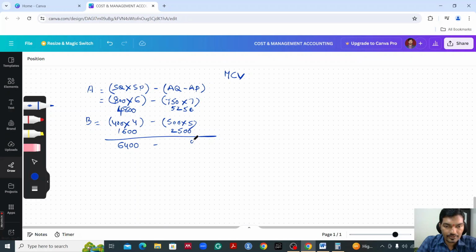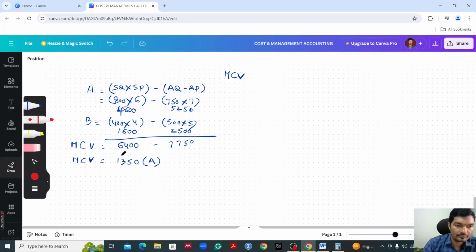So 6400. This is about MCV, material cost variance. The value we got here is negative, that is 1350 in adverse. So this is about MCV.